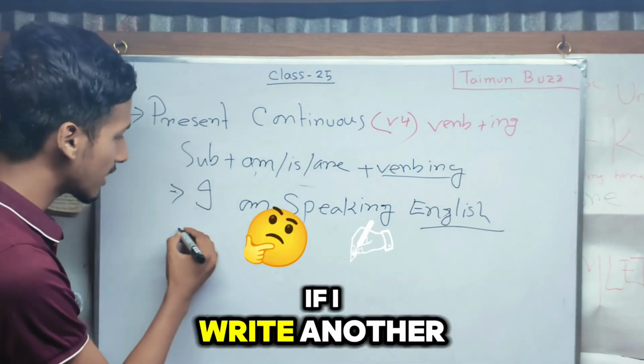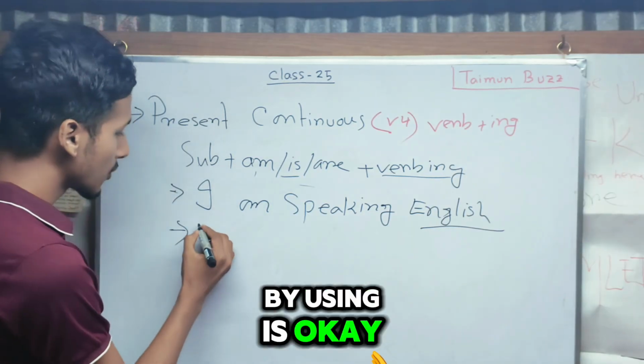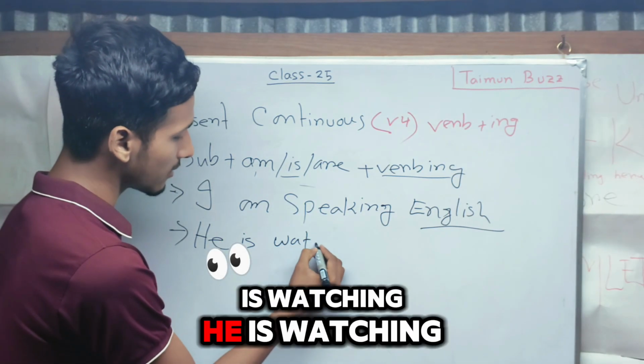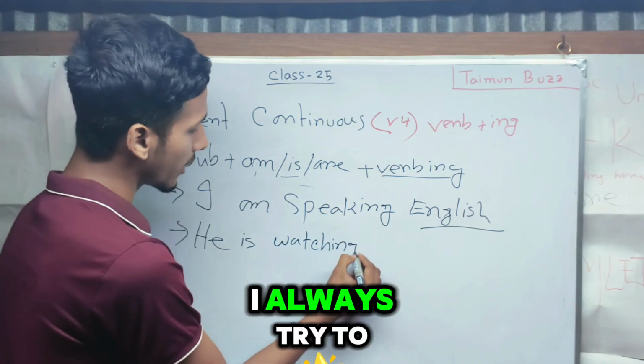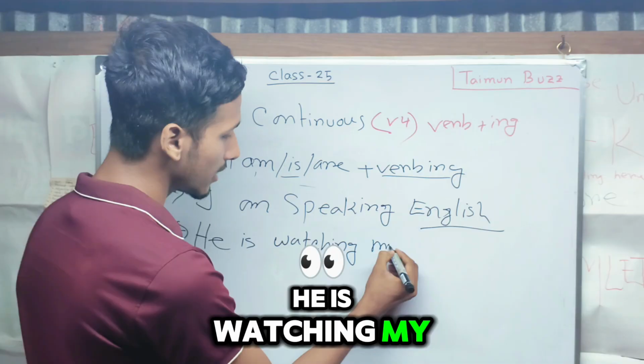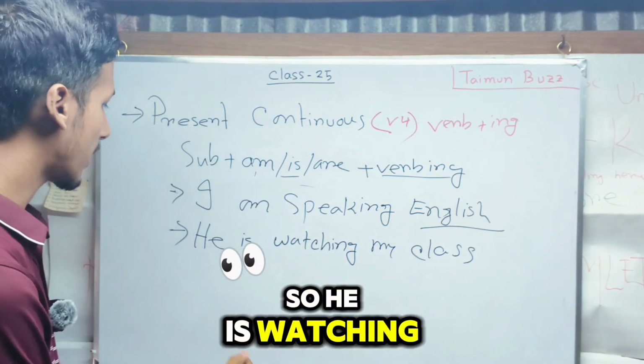Then if I write another simple example, by using is. He is watching. He is watching. I always try to give real time examples. He is watching my class. Okay, so he is watching my class.